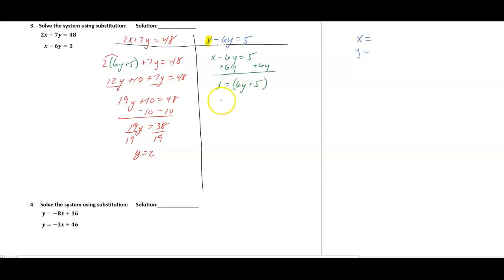Once I have the value of y, now I come over to the other equation, and I plug it in. x equals 6 times 2 plus 5. 12 plus 5 will give me 17. So the ordered pair solution for this system would be 2, 17.